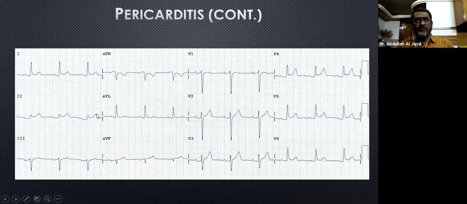This is an example of acute pericarditis. Here there is ST segment elevation with upward concavity, and ST depression in aVR, widespread in many of the leads, especially the left-oriented and inferior leads. These are clearly visible.